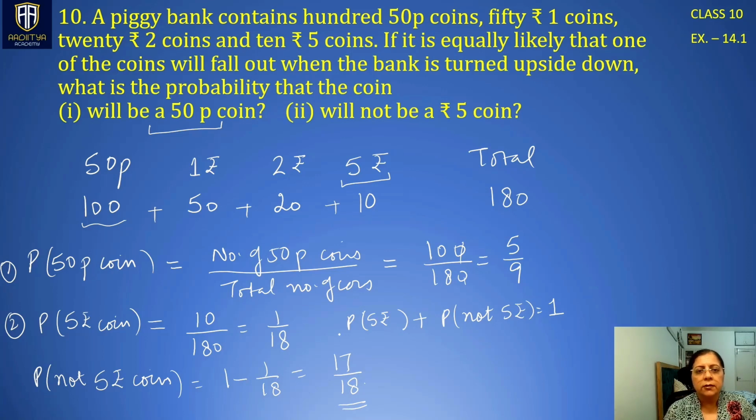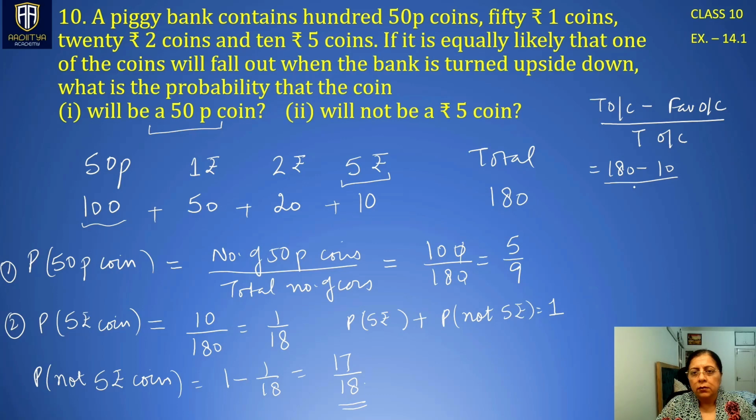Or you can also consider it this way, that we have to take total outcomes minus favorable outcomes for being 5 rupee coin upon total outcomes. Total outcomes are 180 here. Favorable outcomes for the coin being a 5 rupee coin is 10. And here also we have total. So this is 170 by 180, which is also 17 by 18. So you can use any of the methods, right?